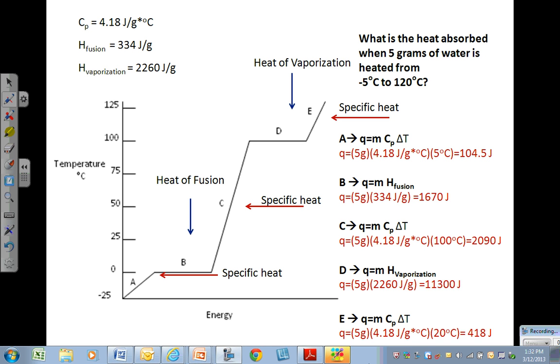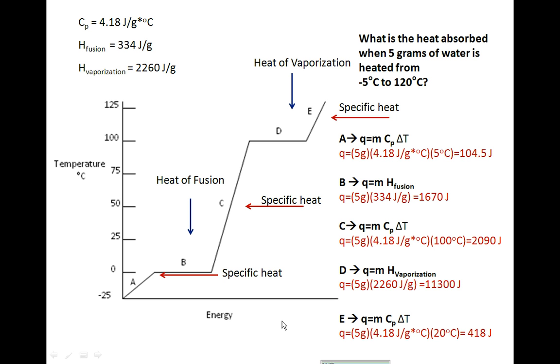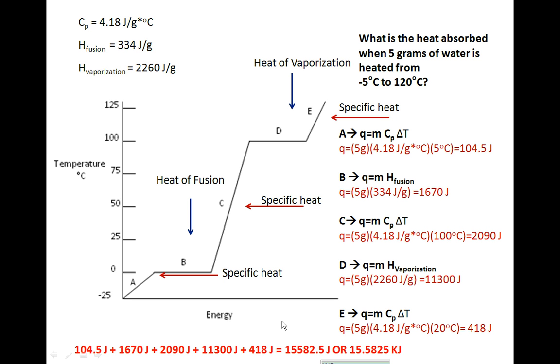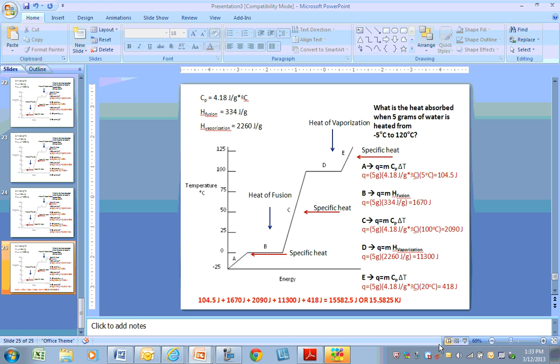The last thing that we need to do is add all of those values together. And when we do that, we get 15,582 joules, or if we convert it, 15.5825 kilojoules. This is a pretty long, extensive problem, but hopefully you get an idea of when you use heat of fusion, when you use specific heat, and when you use heat of vaporization.